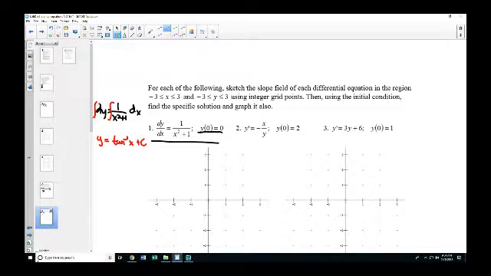We have our function, the general solution, right? Yeah. To find the constant, we plug the initial condition in.